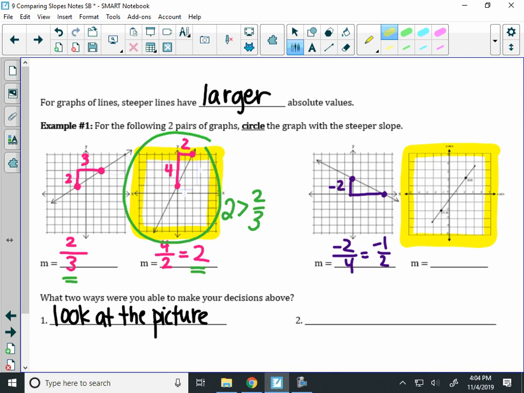Now, let's find the slope with rise over run for the graph on the right. So I have a point here and a point here. My positive rise is up 4 over 3.